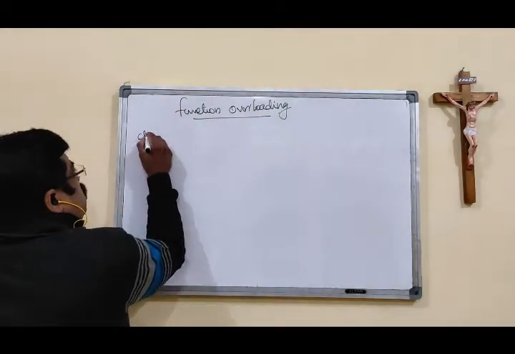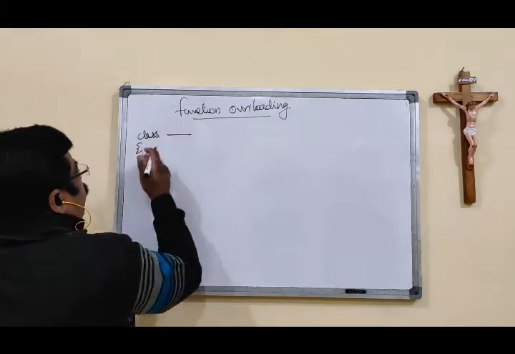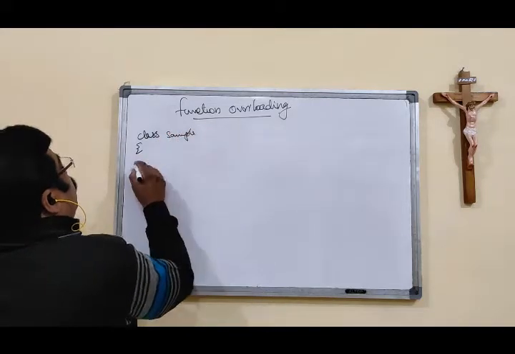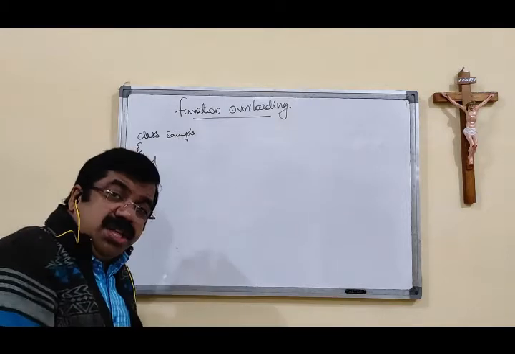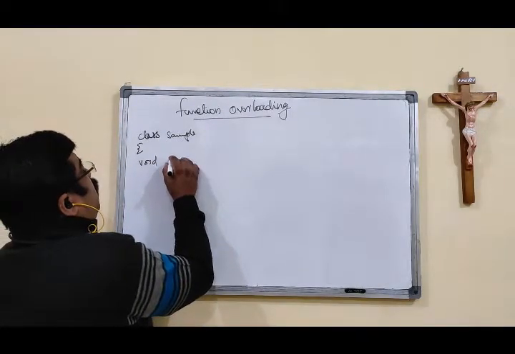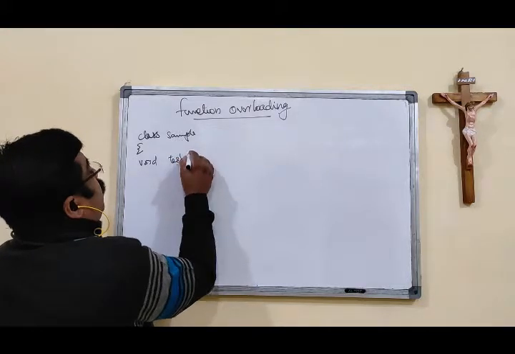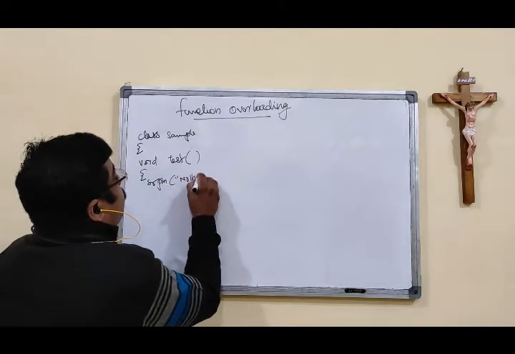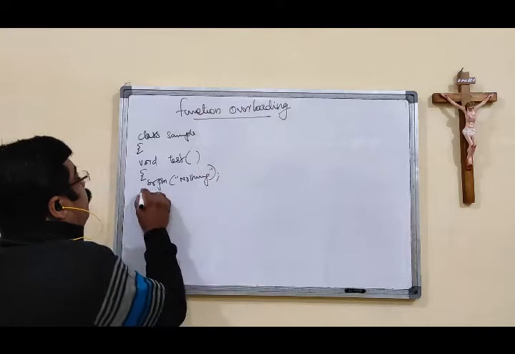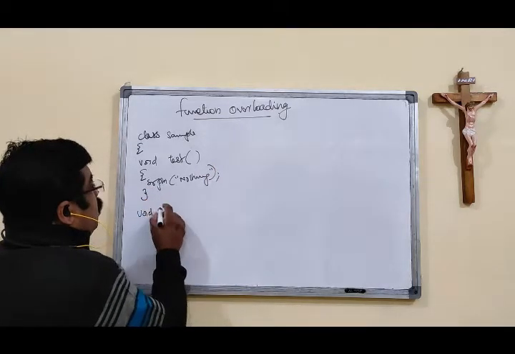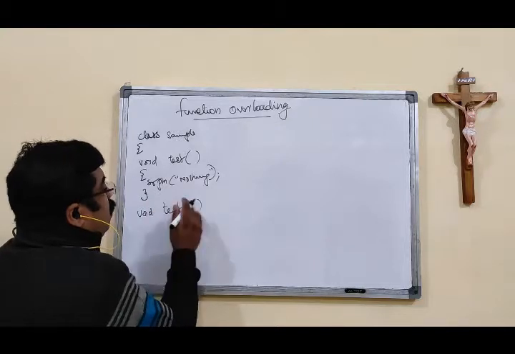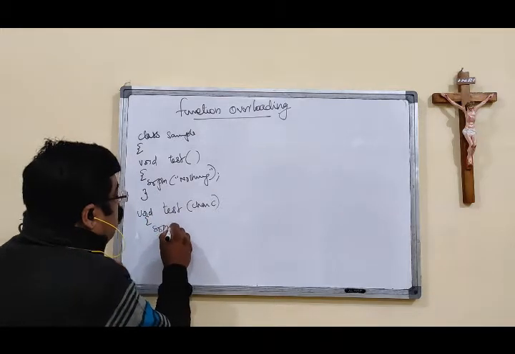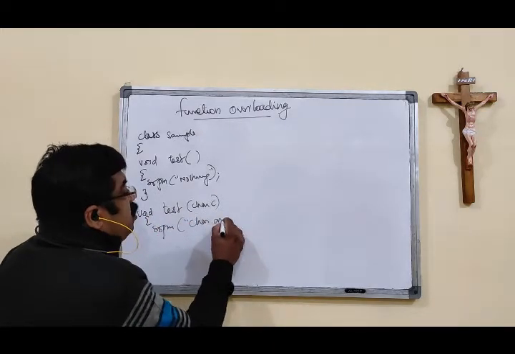We are having a class. Within the class, we are writing a few variable names. Suppose class Sample. A few functions are written there. Void test, then nothing, SOPL nothing. Void test, which is having char c, SOPL char argument.